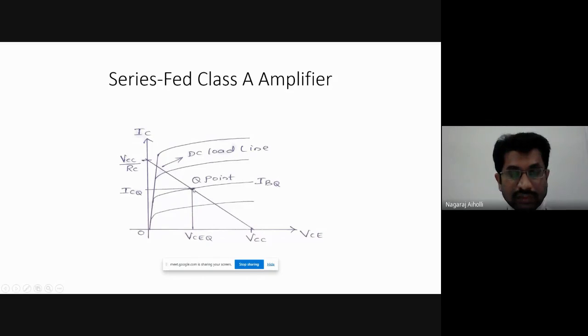For this Q point, the corresponding value of IC is called ICQ, and the corresponding value of VCE is called VCEQ. That means it is the collector current at the operating point and the collector to emitter voltage at the operating point: ICQ and VCEQ.